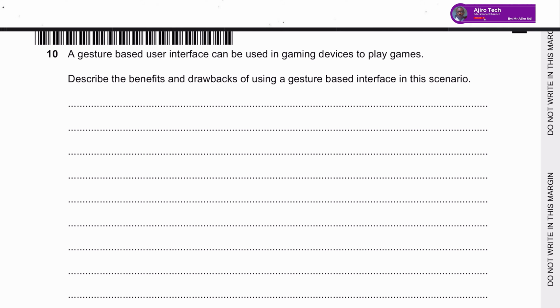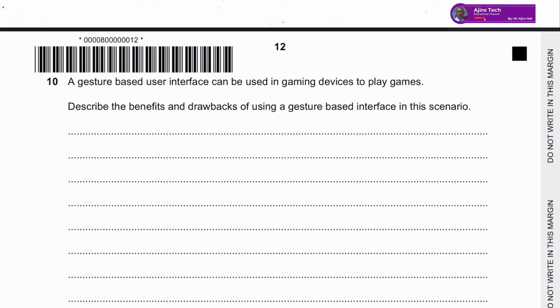A gesture-based user interface can be used in gaming devices to play games. Describe the benefits and drawbacks of using a gesture-based interface in this scenario. Okay, so this is chapter 1, which is types and components of computer systems.